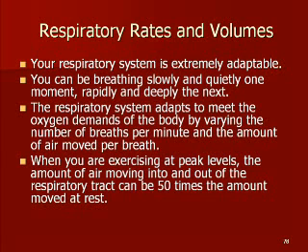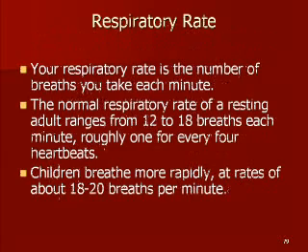You can be breathing slowly and quietly one moment and rapidly and deeply the next. The respiratory system adapts to meet the oxygen demand of the body by varying the number of breaths per minute and the amount of air movement per breath. When you are exercising at peak levels, the amount of air moving into and out of the respiratory tract can be 50 times the amount moved at rest. Your respiratory rate is the number of breaths you take each minute. The normal respiratory rate of a resting adult ranges from 12 to 18 breaths each minute, roughly 1 for every 4 heartbeats.